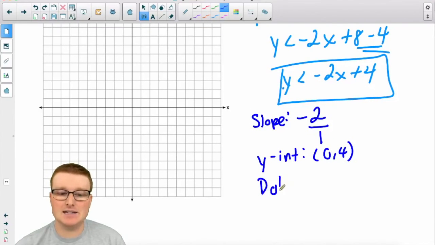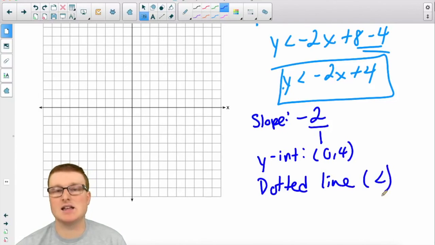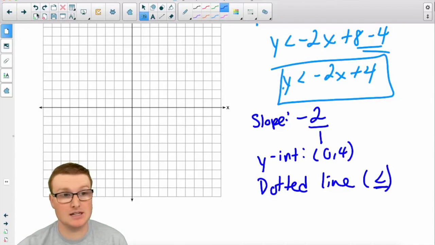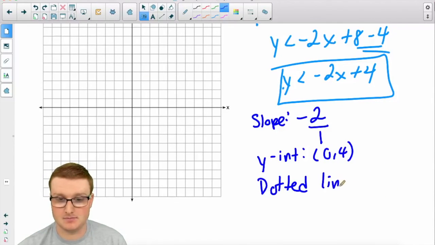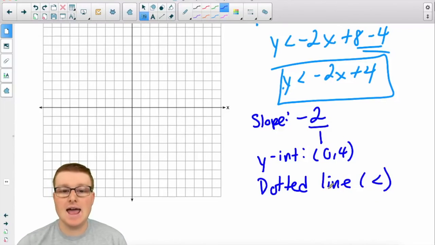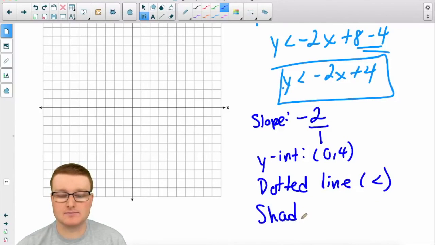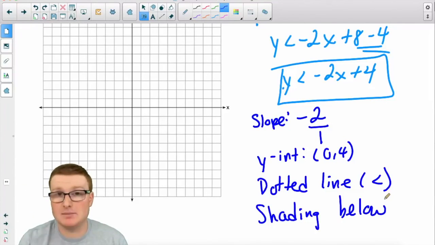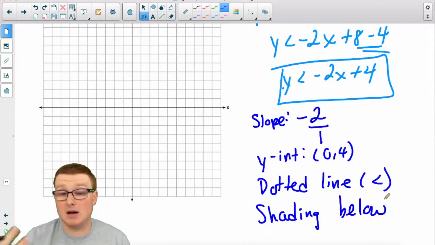It is a dotted line because it has a less than sign. If it was less than or equal to, it would be a solid line, but it's just less than. Okay? And it is shading below. Because, again, it's less than. Less than, you're shading below. If it was greater than, you're shading above.